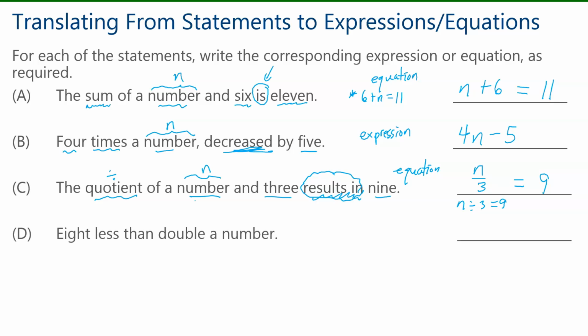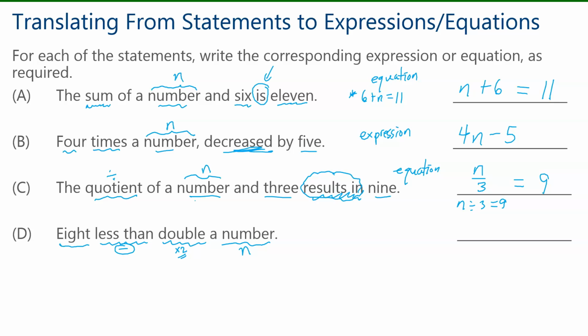In D, 8 less than double the number. I got 8 less than, that's implying subtraction. Double would be like a multiplication by 2. And a number, I'm going to use my variable n once again. With subtraction, you got to be extra careful, and we have to read this one very, very closely. So it's 8 less than double a number.